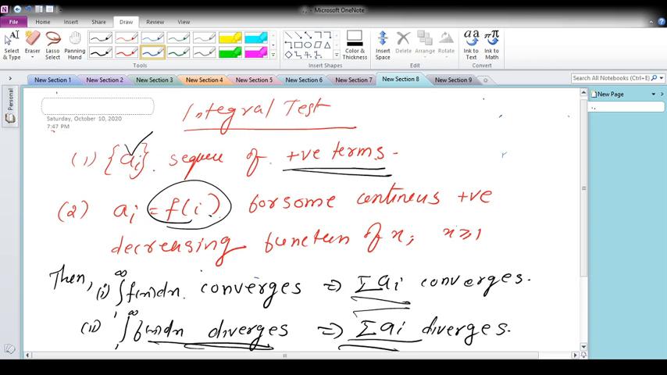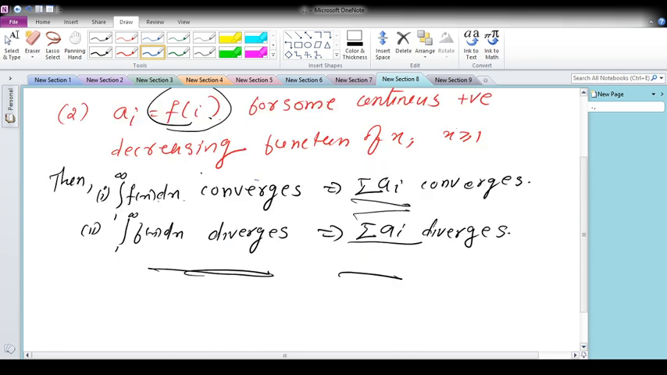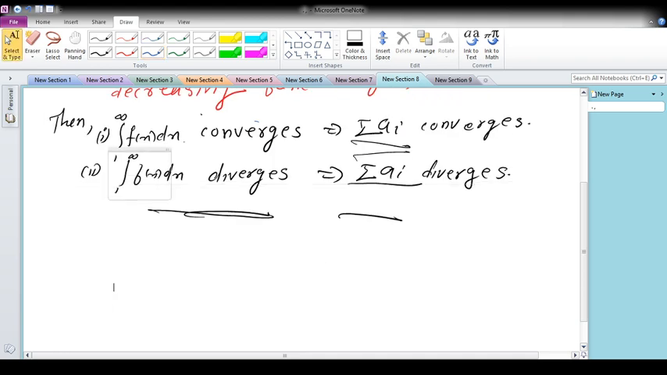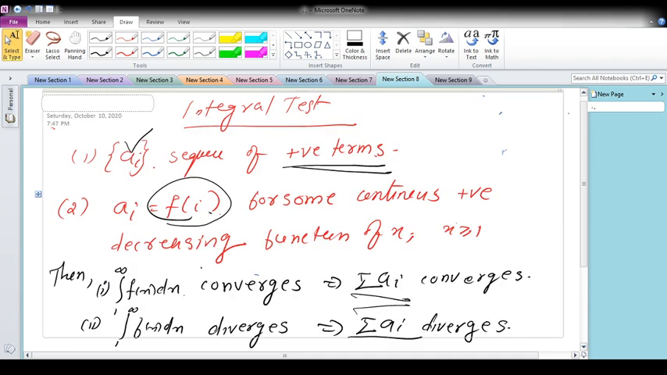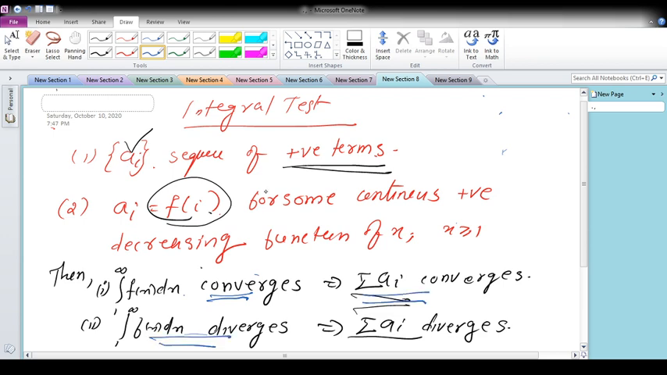Let a_i be a sequence of positive terms, and a_i can be written as some f(i), where f is a continuous, decreasing, positive function. Then if the integral of f(x) from 1 to infinity is convergent, the corresponding series is convergent, and if the integral value is divergent, the corresponding series is divergent.